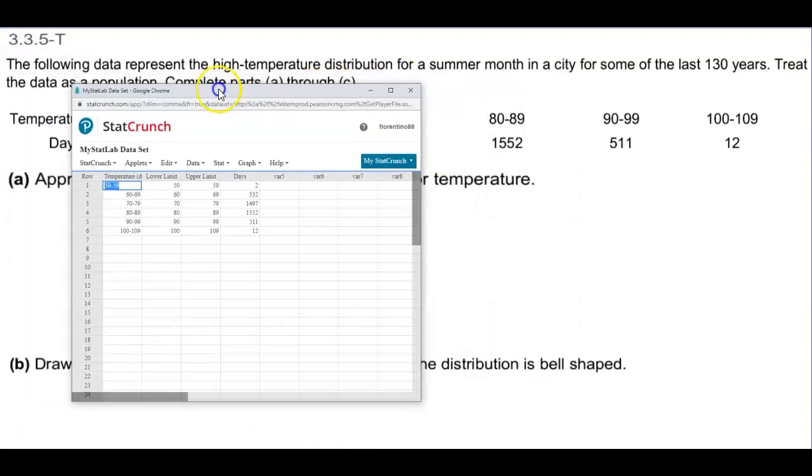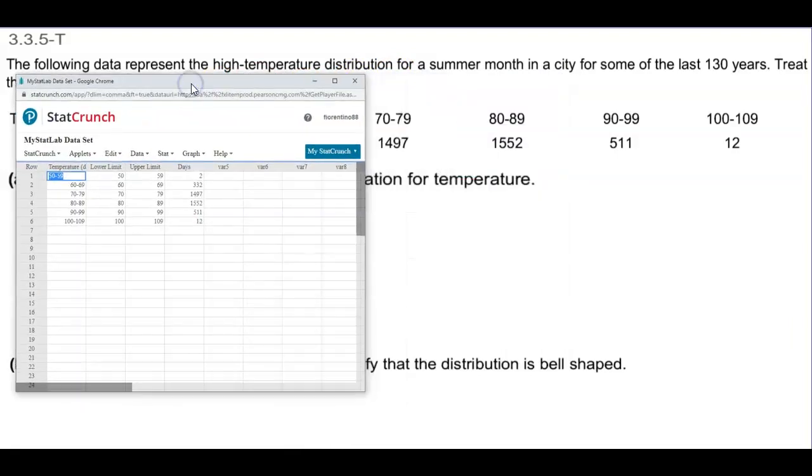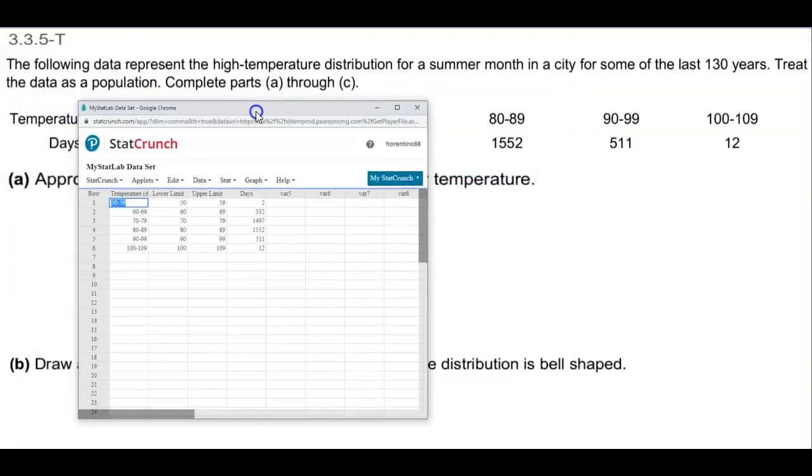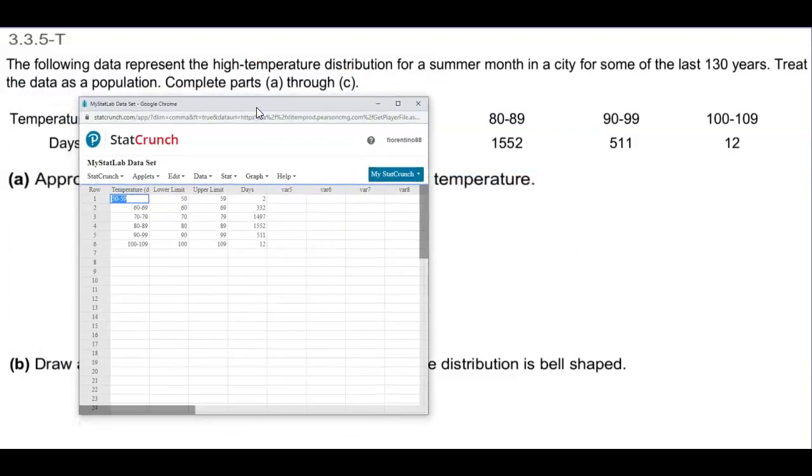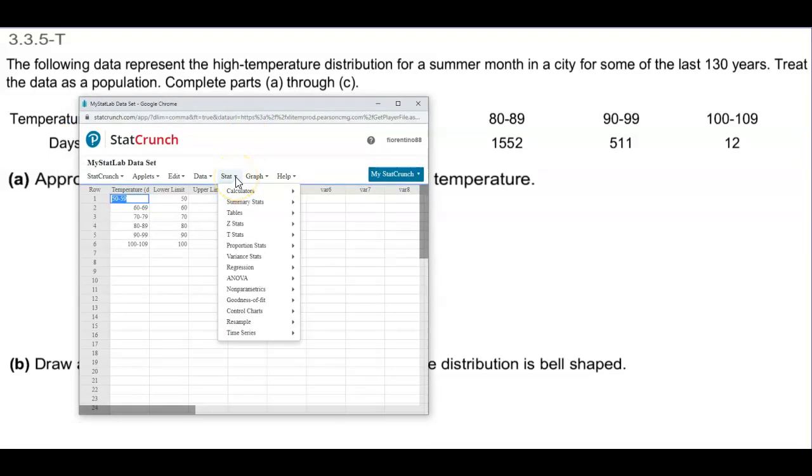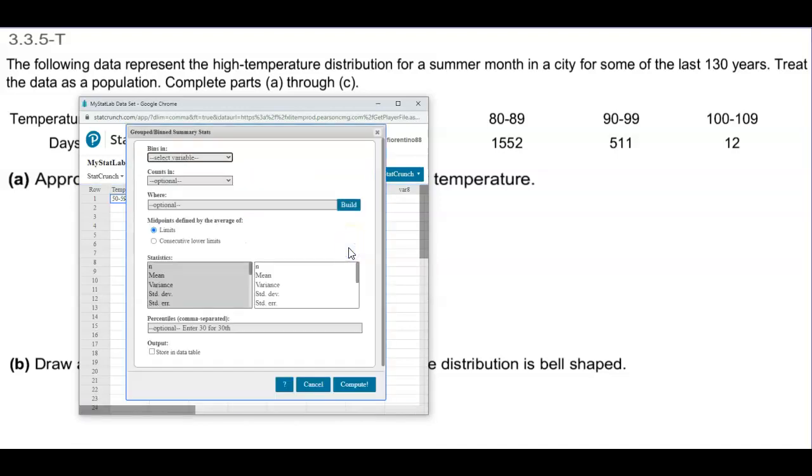Now what we want to do is determine the population mean and the population standard deviation. So what we're going to do is go to Stat, and then select Summary Stats, and then go to Group/Bin Data. Okay, and so the bins in are going to be the temperatures. The counts in are going to be the days. Now we want consecutive lower limits, so we're going to select consecutive lower limits.